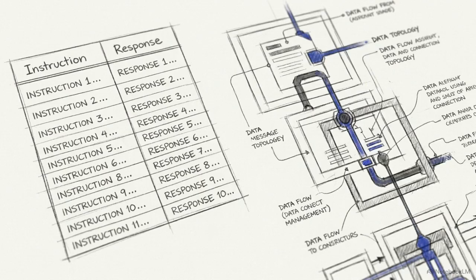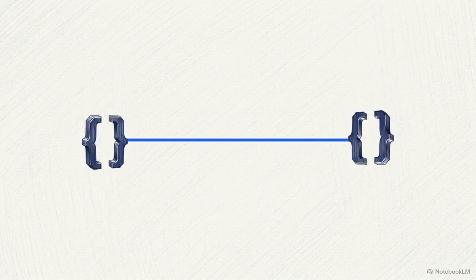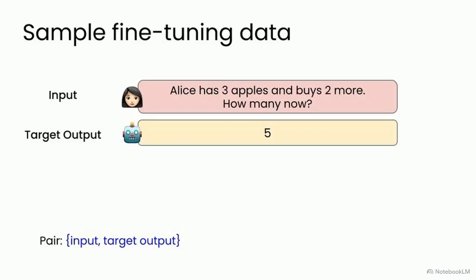We begin with supervised fine-tuning, or SFT. This is the bedrock of teaching a model to follow instructions, and it relies on the simplest data topology. The core structure of SFT data is a strict, immutable pair, consisting of a user input and a target output. This slide shows a sample fine-tuning data pair.